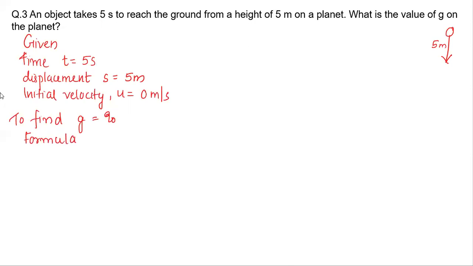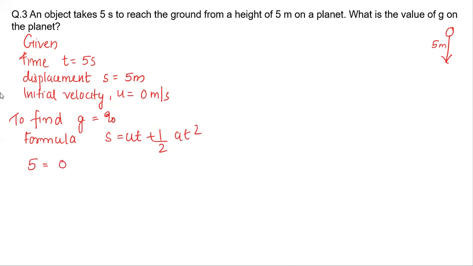Here S is given, V is given, T is given. So we can use the formula of S. That is S is equal to ut plus half a t square. Substitute the values. What is S? S is 5 is equal to u is 0. 0 into 2 is, t is 0 only.